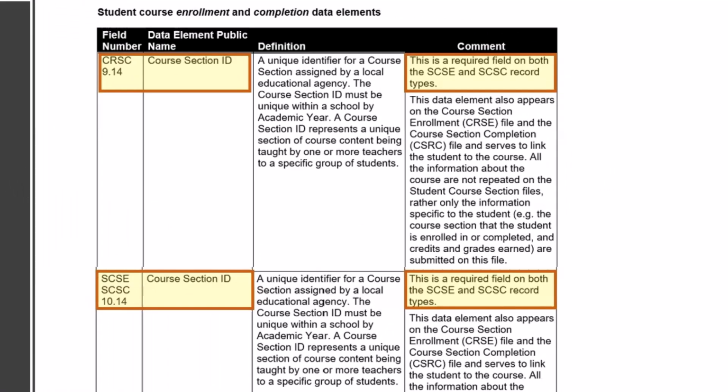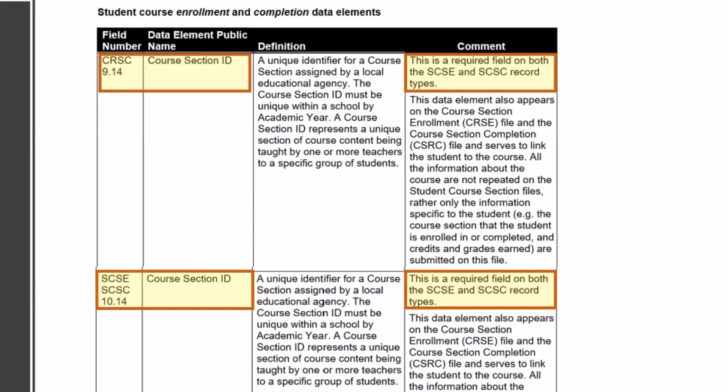At the top, you see CRSC 9.14, and just below that, you see SCSE 10.14. So the number identifies the file type. File type 9 is the course file. File type 10 is the student course file. We're, again, comparing the course section ID in the two different files to identify the discrepancy. And so the CALPADS data guide is telling you the purpose, but also indicating the linkage between the two.